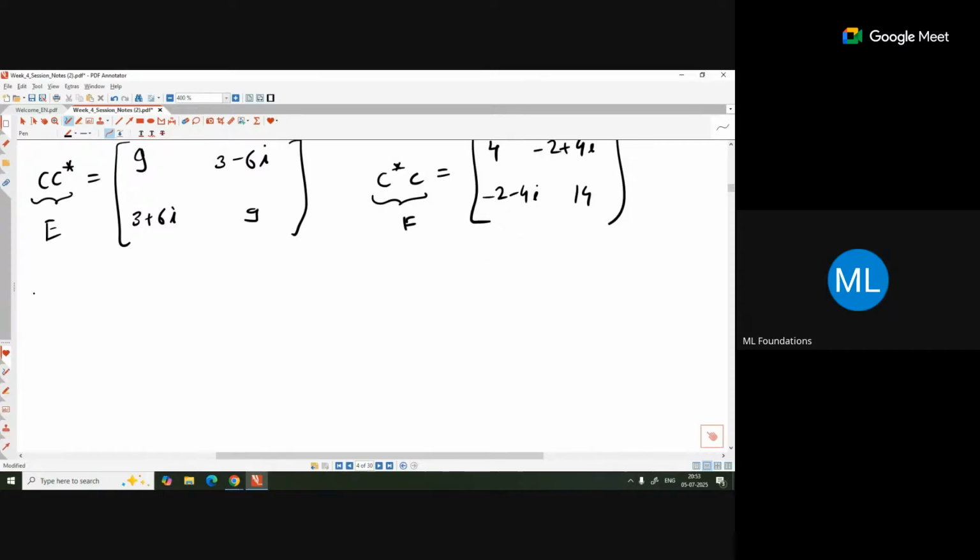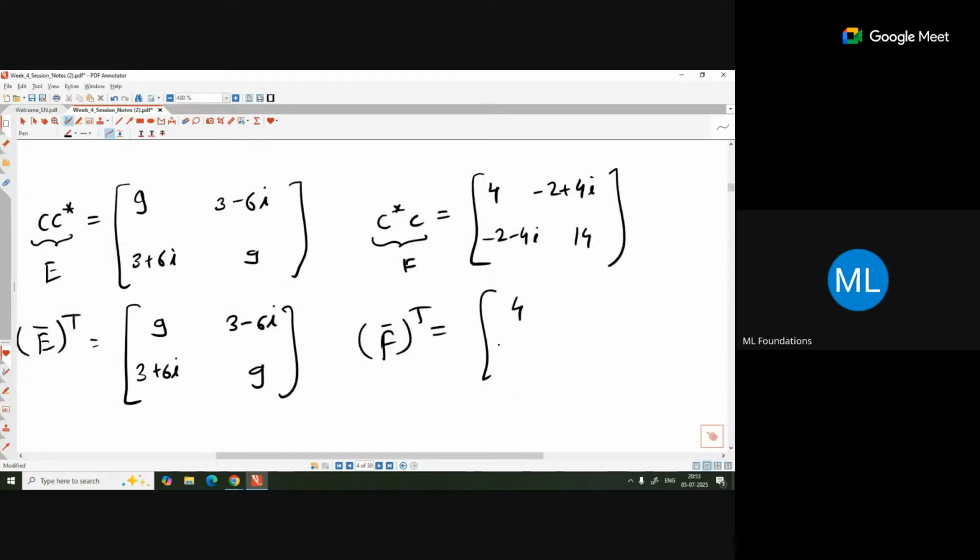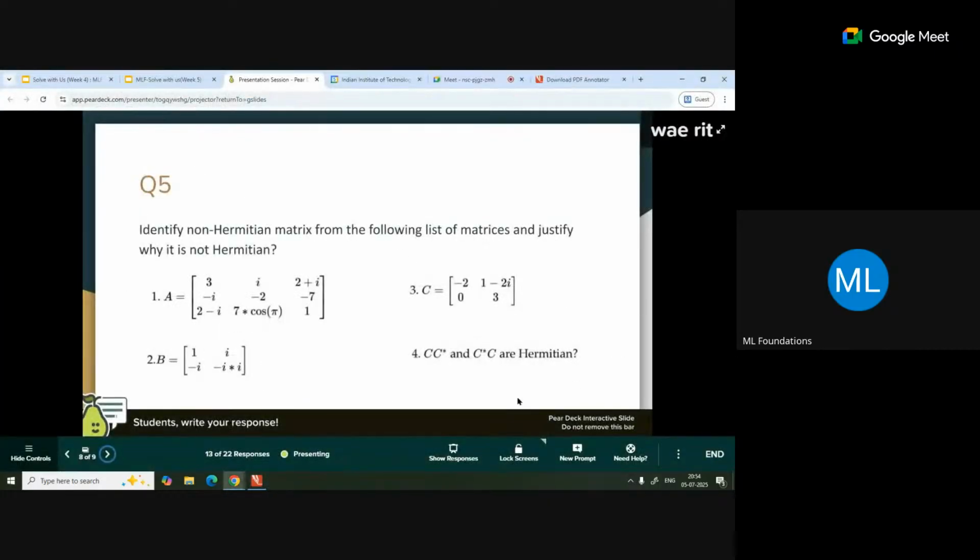So how to check that? We'll have to find its complex conjugate. The complex conjugate for E is 9, 3 plus 6i, here it is 3 minus 6i and 9. And for F, the complex conjugate is 4, minus 2 plus 4i, and minus 2 minus 4i. So yes, they both are Hermitian matrices.